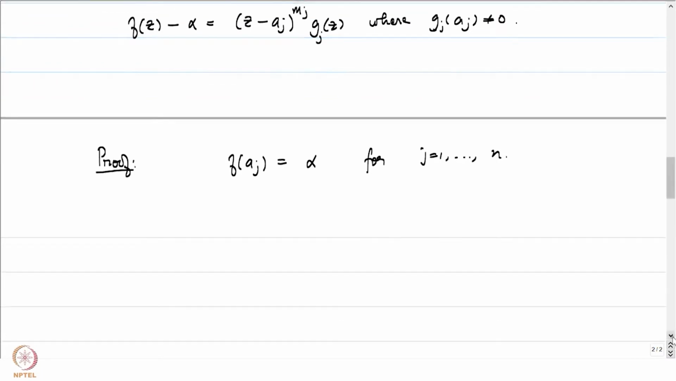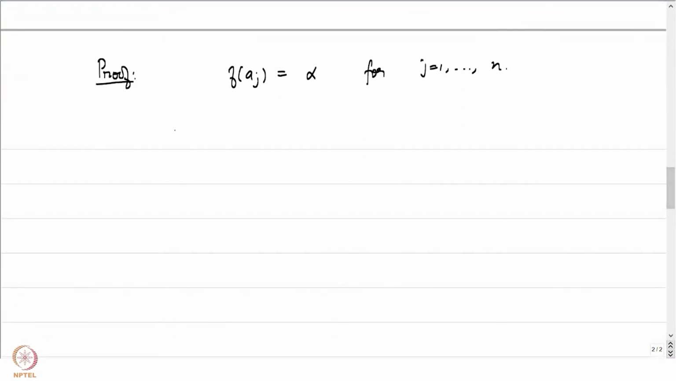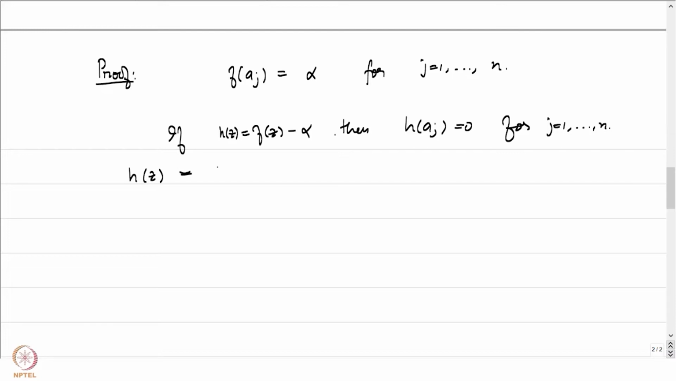So the first thing to note would be that if you look at f of z minus alpha, that is a function which I'll just call h of z. Then h of aj is equal to 0 for j equal to 1 to n. And by what we have just seen, h of z is going to be equal to z minus a1 to the power m1 times g1 of z.